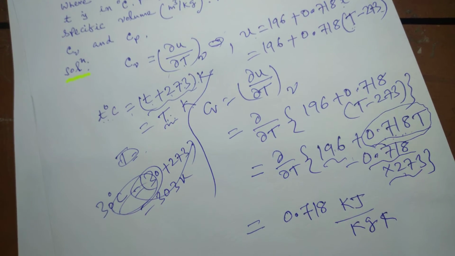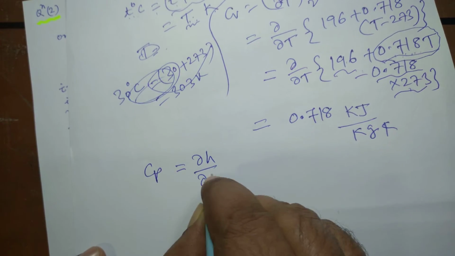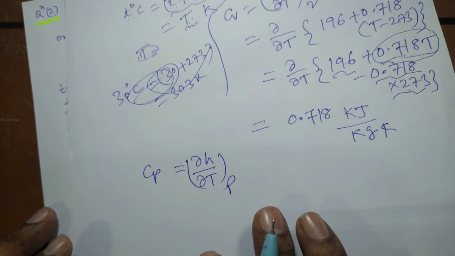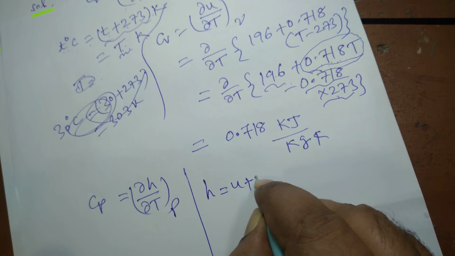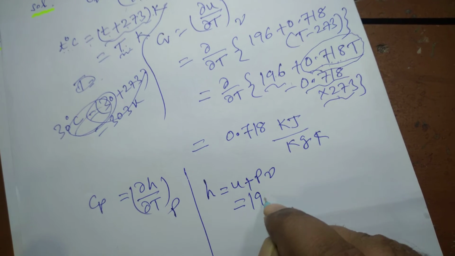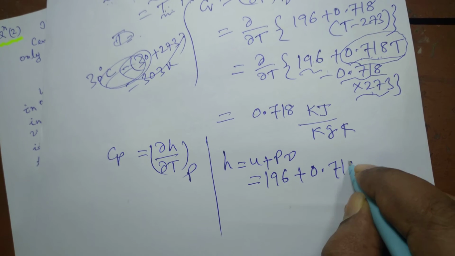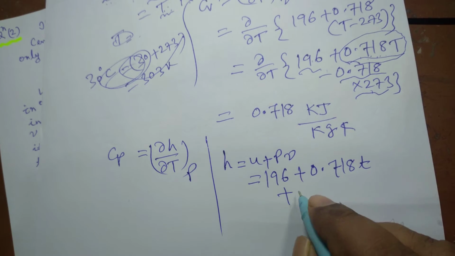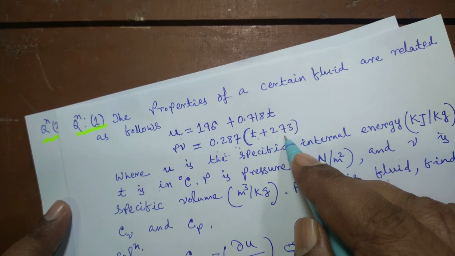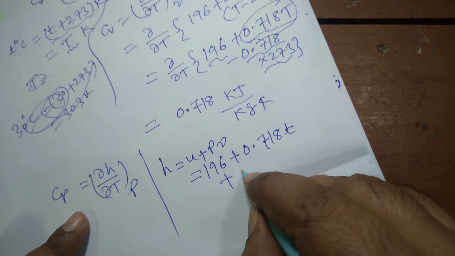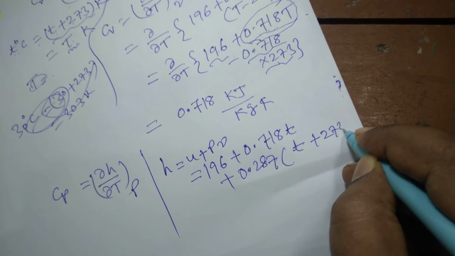Similarly, if you want to calculate Cp, you know that Cp is equal to ∂H divided by ∂T when the pressure is constant. So first we must find out what is H. H is equal to, you know that, U plus Pv. In place of U, I will write 0.718 T plus, in place of Pv, this is given, Pv is given to be 0.287 multiplied by T plus 273, then 0.287 multiplied by T plus 273.